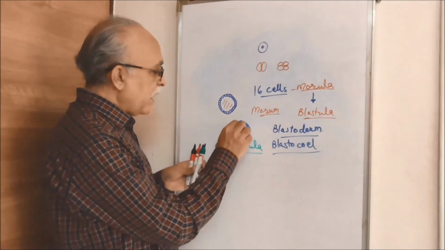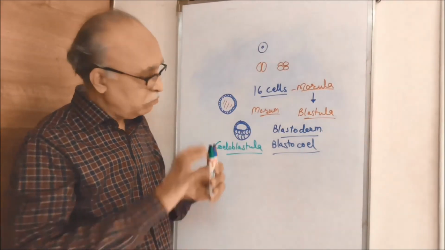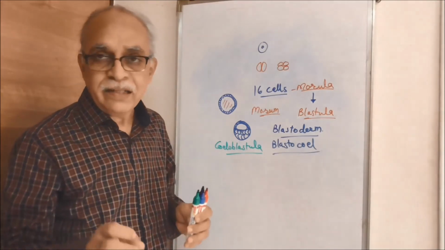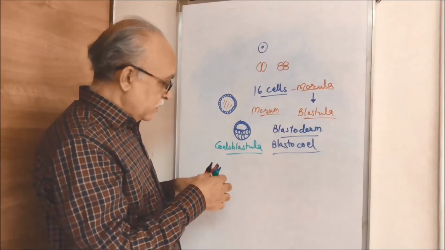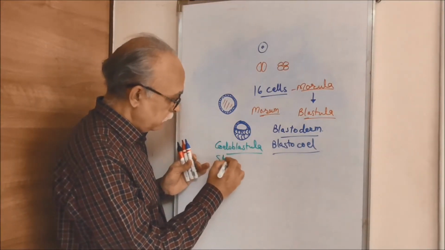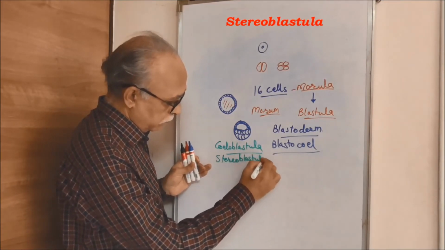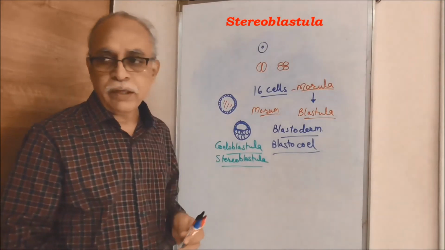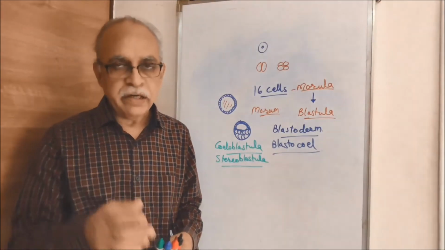Sometimes we find that the cavity is much smaller, hardly negligible in size. Most of the sphere is occupied by the cells, the blastomeres. In that case, that blastula is called a stereoblastula. Example would be molluscs or Nereis. That's an annelid.